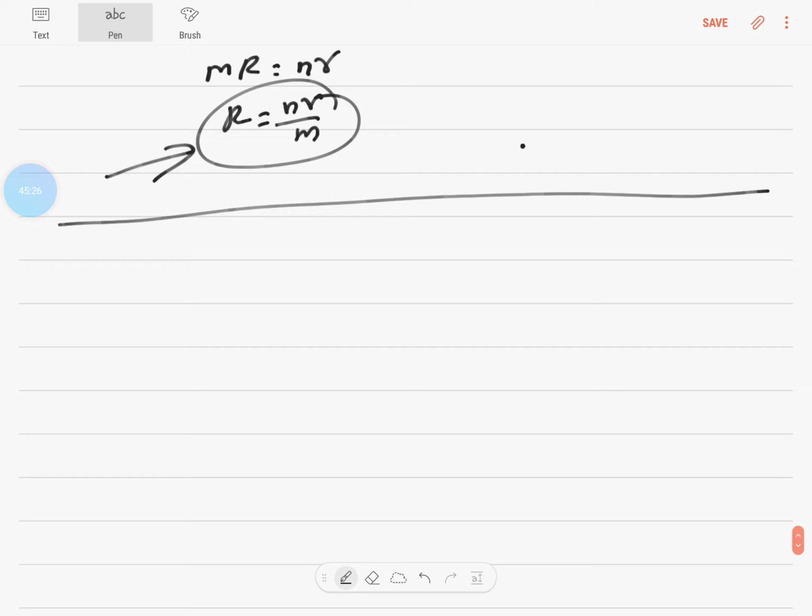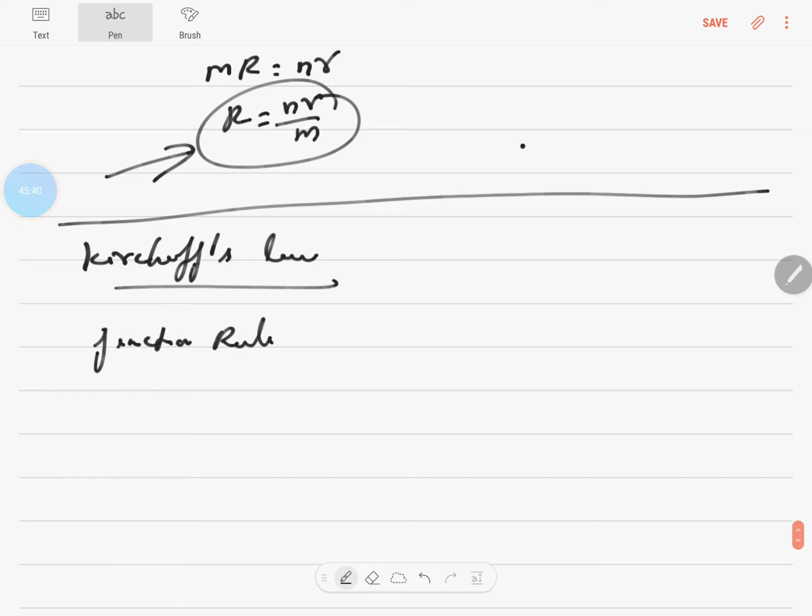So let me do what is Kirchhoff's law. Kirchhoff's law consists of a junction rule and a loop rule. This consists of a junction rule. The next one is a loop rule.